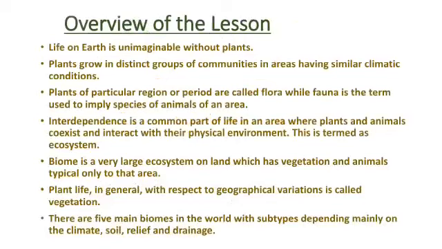Biome is a very large ecosystem on land which has vegetation and animals typical only to that region or area. Plant life in general with respect to geographical variation is called vegetation. There are 5 main biomes in the world with subtypes depending mainly on the climate, soil, relief and drainage. Those 5 biomes of the world are forest, savanna, grassland, desert and tundra.